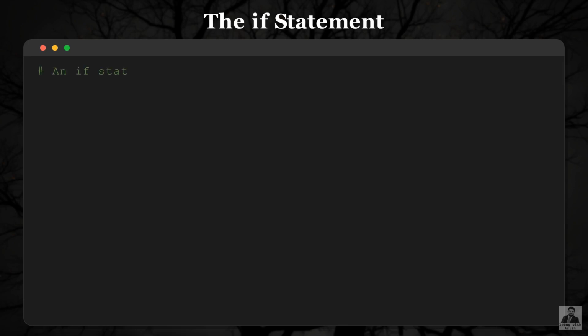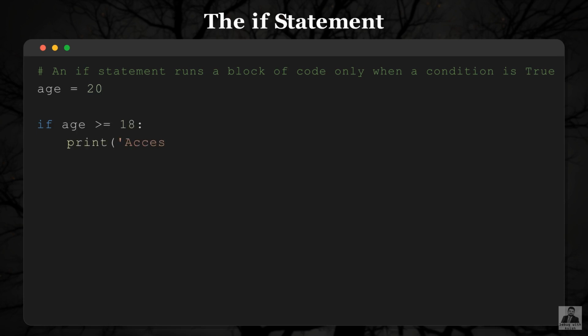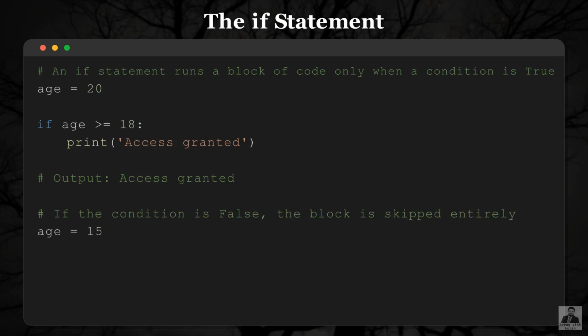An if statement runs a block of code only when the condition is true. The structure is the keyword if, followed by a condition, followed by a colon. The code that belongs to the if block is indented on the next line. Python uses indentation to know which lines are inside the block. When age is 20, the condition age greater than or equal to 18 is true, so the message is printed. When age is 15, the condition is false and the entire block is skipped.